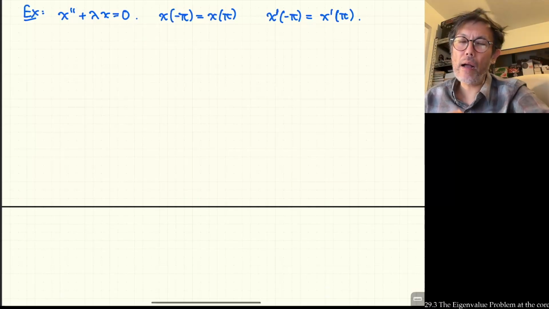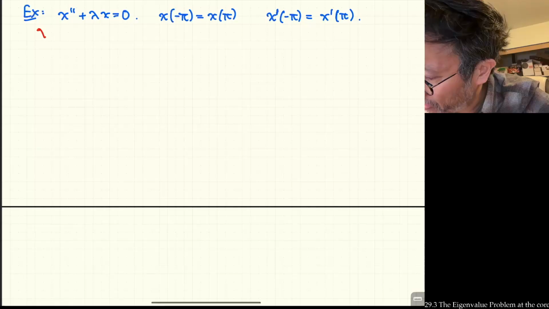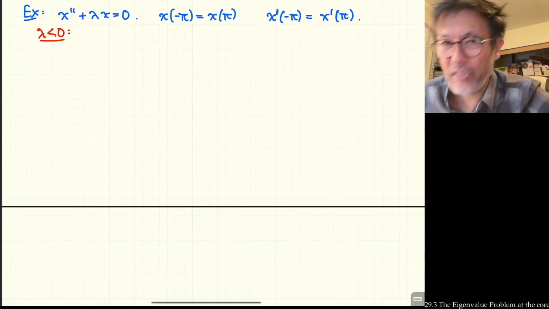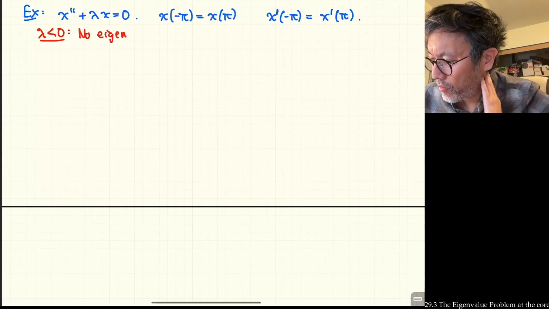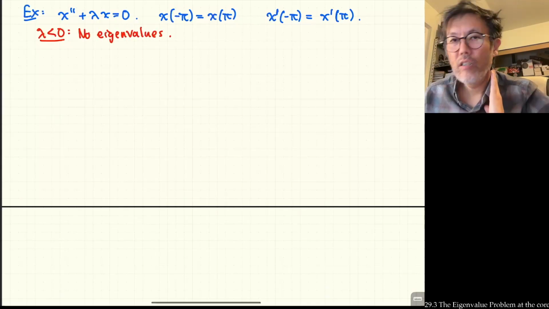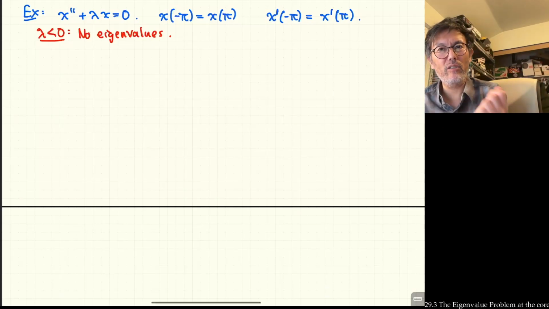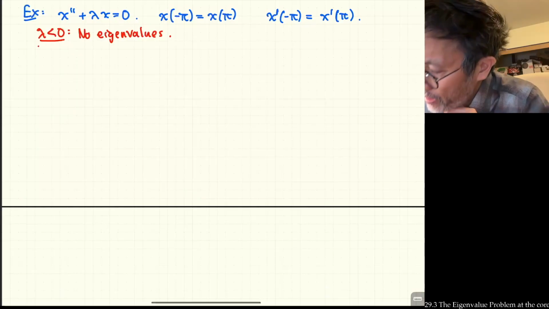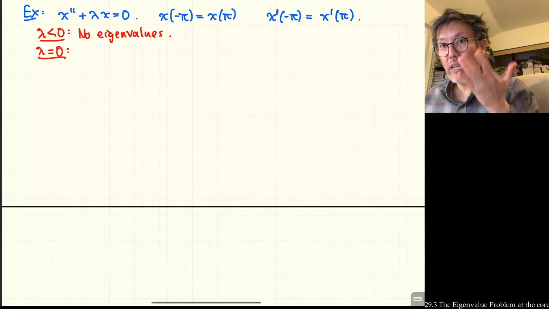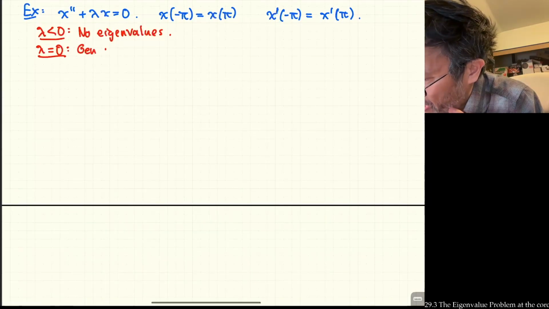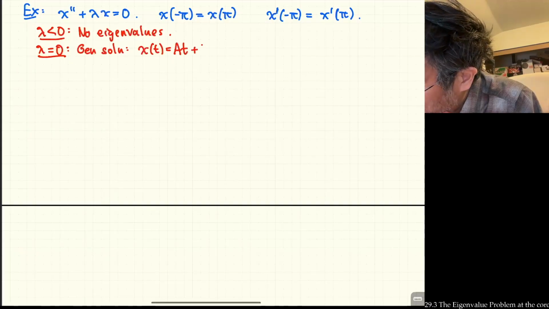Now, you can go through the calculation for lambda being negative. It's not that interesting, so I'm not going to do it. It doesn't give rise to anything, so I'm just going to say no eigenvalues here. So this does require justification, but I'm not going to provide it, just in the interest of time. Lambda equal to 0 now. Let's think about that next. So if lambda is equal to 0, then again, the general solution doesn't change. It's just as before. The general solution is x of t equals at plus b.